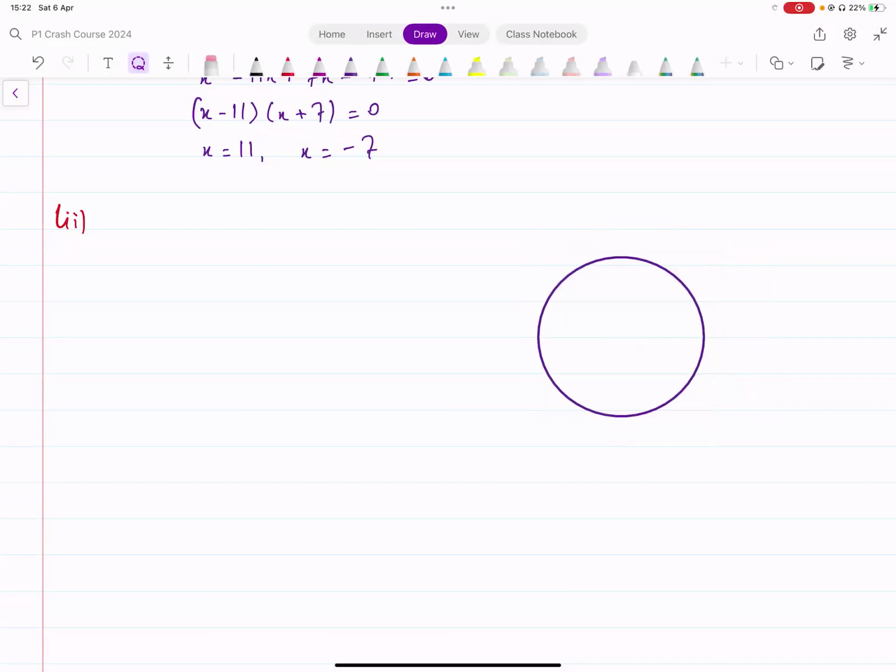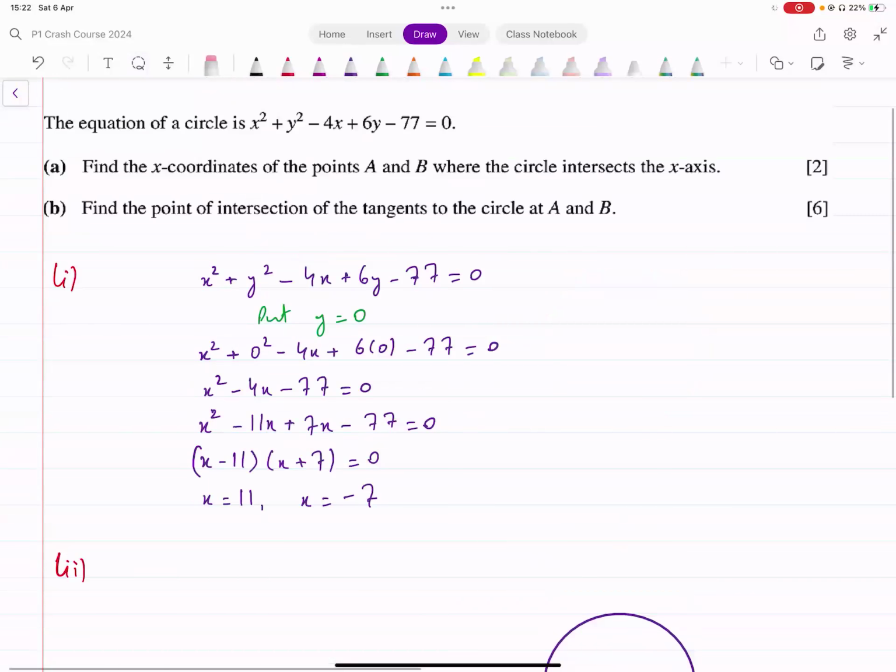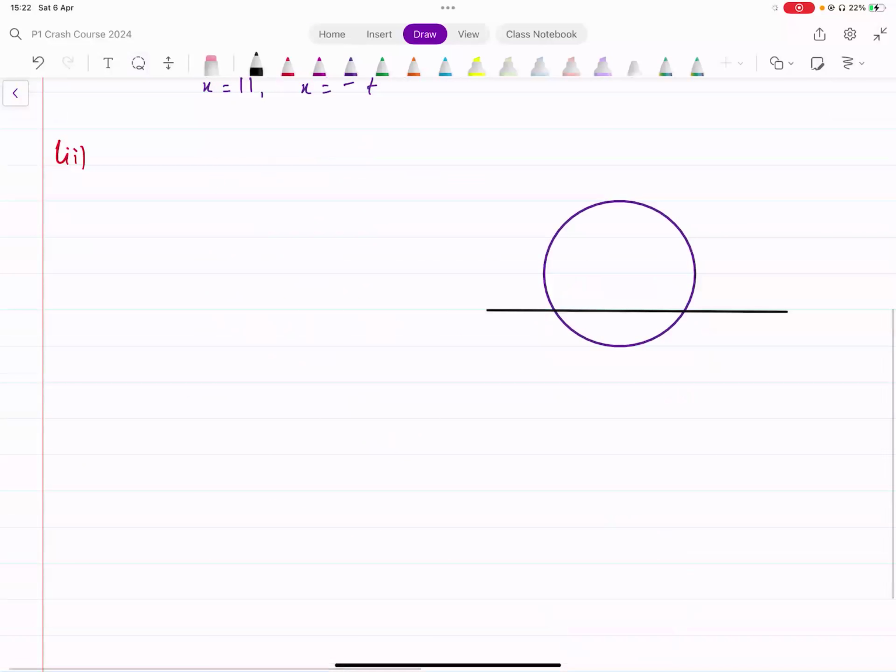What do we know about this circle? We know that there are 2 points which are the x-intercepts of the circle. Now, where exactly are those 2 points going to be? Is the x-axis going to be like this? Or is it going to be like this? How do we know that? Is most of the circle below the x-axis or above the x-axis? Or is it right in the middle? We can't be sure at this point.